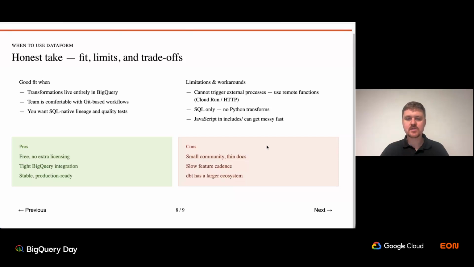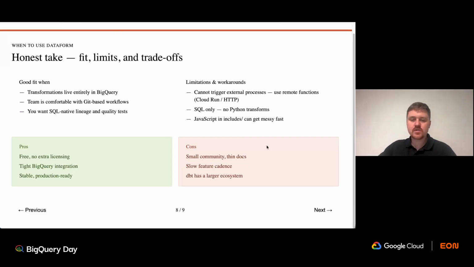In terms of limitations, of course, it's only SQL in there. There is JavaScript that you can use to get around the common limitations, but it can get messy pretty fast. There are no Python transformations in there. With regards to triggering external processes, there is a workaround. We can use a BigQuery remote function, which can trigger Cloud Run or HTTP or something like that.